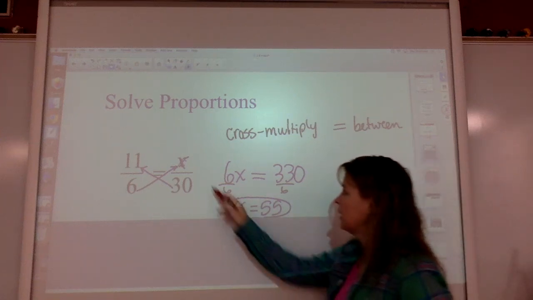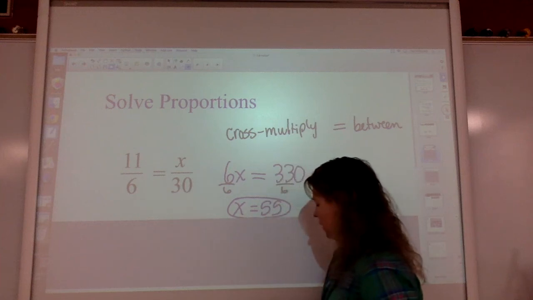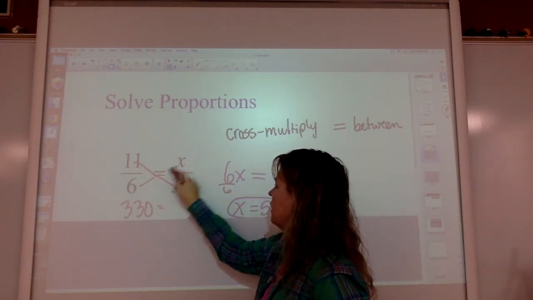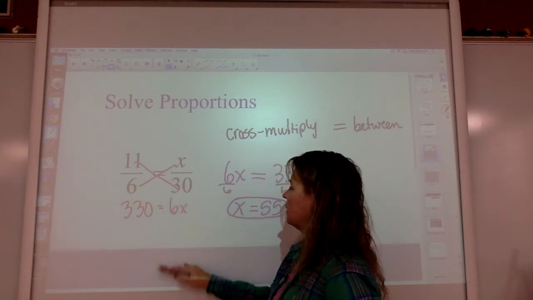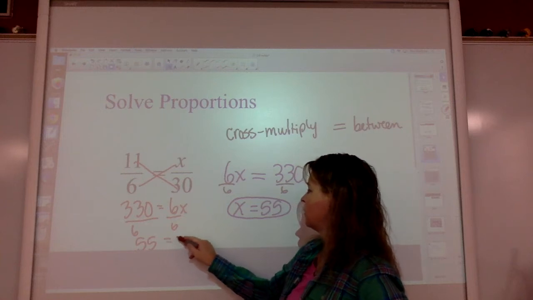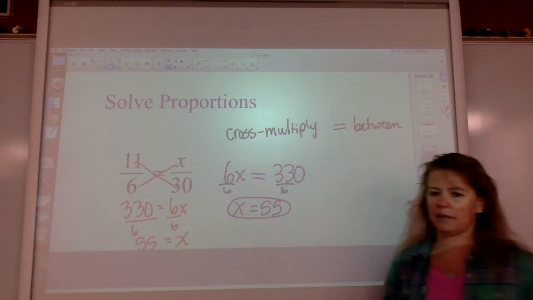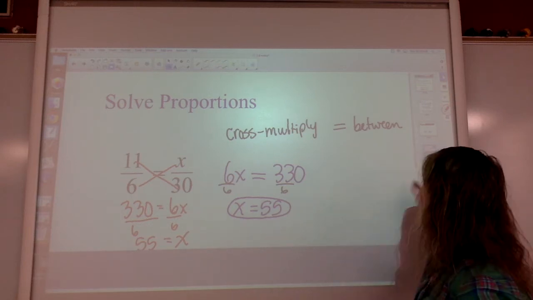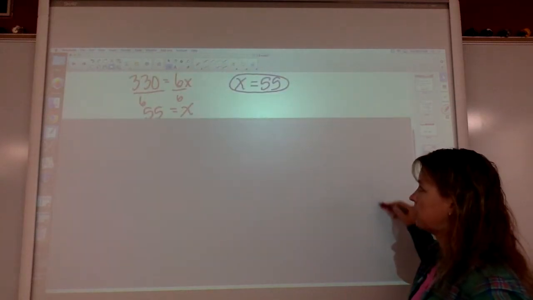Just for fun, if I would have done it in the other direction and went this way first, you would have got 330 equals 6x, but your next step still would have been to divide by 6. The only difference is it would have said 55 equals x instead of x equals 55. No biggie, it works both ways. So don't get caught up on which one you do first. Just pick one.